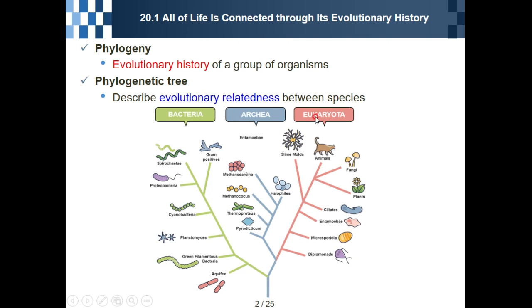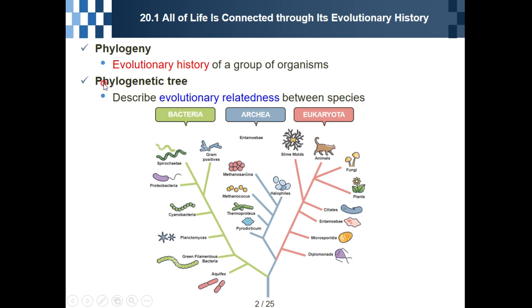So this is the first subject. All of life is connected through its evolutionary history. So what is phylogeny? Phylogeny is the evolutionary history of a group of organisms. In Korean, we call phylogeny 계통. Phylogeny is evolutionary history, but we cannot see the phylogeny with the eye, so we made the phylogenetic tree.